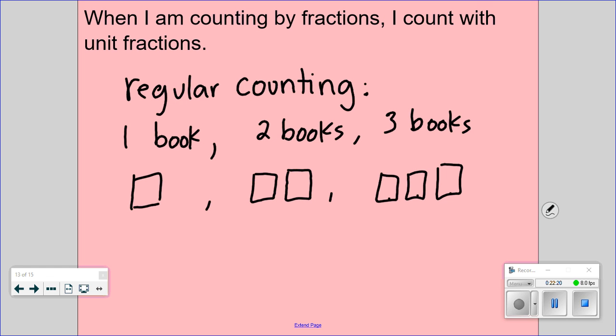We already know how to do regular counting. We're pretty good at it. That's how we got to third grade. So let's talk about fractions.